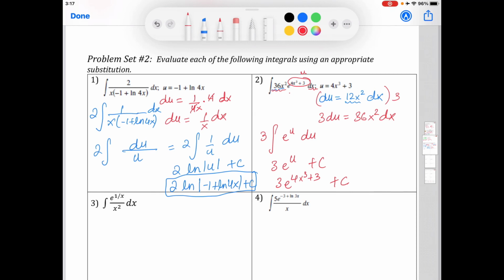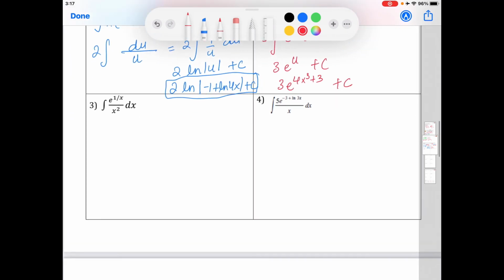Let's do number 3 also. So here you actually had to decide what you want to pick. So as we said in the past, if there's an e, you pick the exponent to be used. So I am going to say let u equals 1 over x. So du is going to be, this can be rewritten as x to the negative 1, so negative 1 x to the negative 2 dx, which can be simplified. If I make my exponent positive, it will be negative 1 over x squared dx.